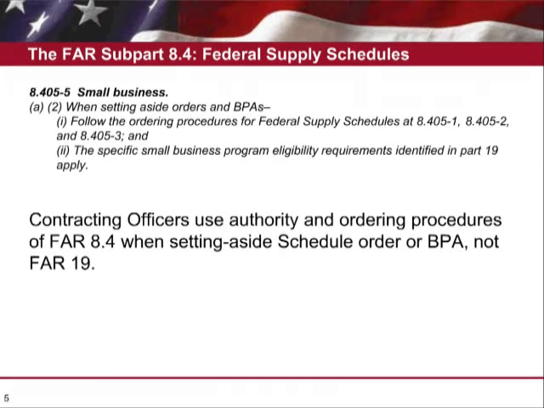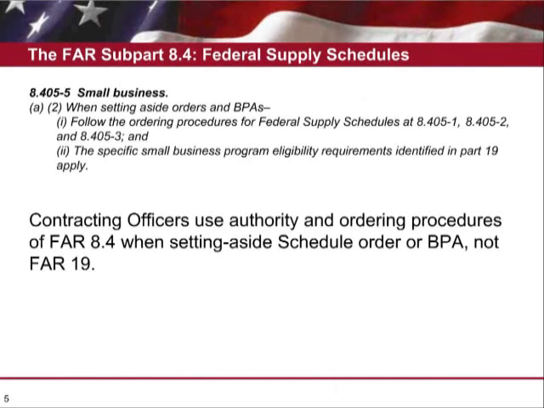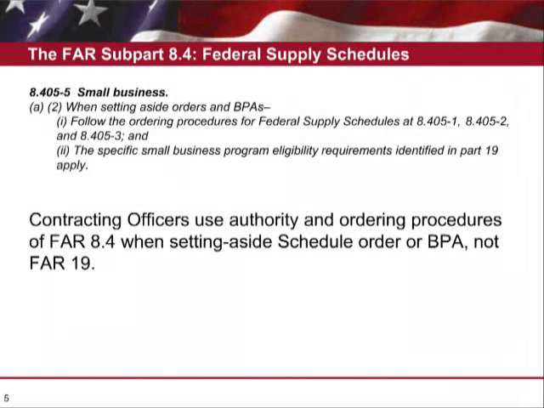Now, another requirement to setting aside schedule orders and BPAs is that your requirement must meet the program eligibility requirements identified in Part 19. What this boils down to is that you can't just set aside any requirement for certain small business programs. For example, there are specific instances when you can do a set-aside under the Women-Owned Small Business Program, or when you can set aside an order under the 8(a) program. Now we're going to go into detail on this topic a little bit when we get to the FAQs. But that's essentially what that last line in paragraph A2 means.